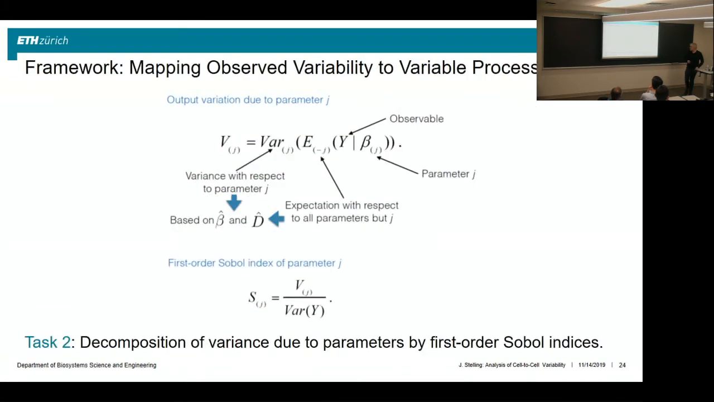So what we propose is essentially trying to map the observed variability to variability in individual processes by variance decomposition. So what we do here is we look at the variance with respect to one of the parameters, J here, and this is the expectation with respect to all other parameters of the function. So we do this ratio here, and these are the so-called first-order Sobol indices.